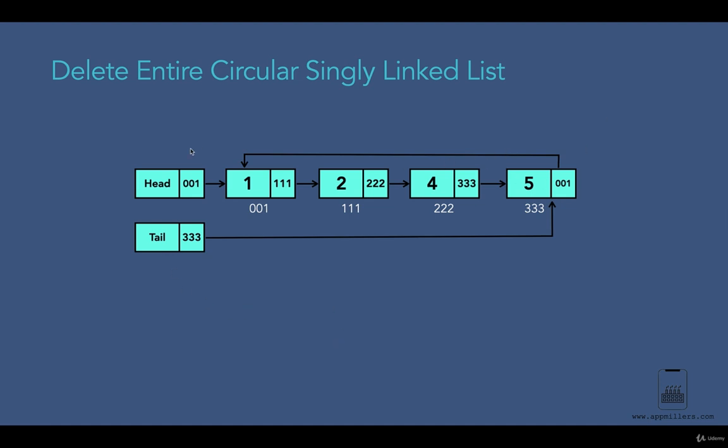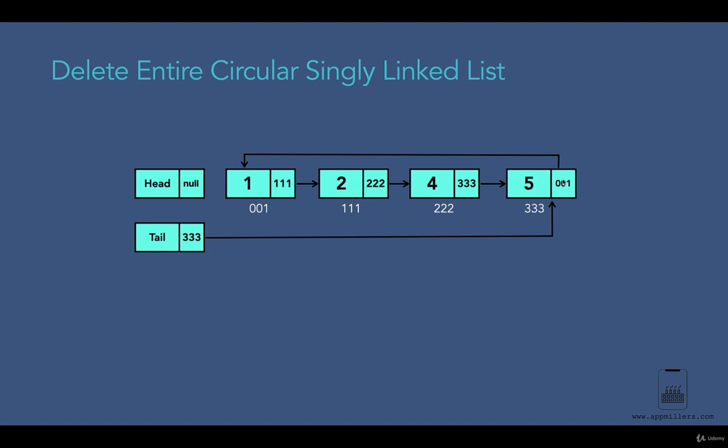So here the first step is we are going to set head reference to null. Now if I set head reference to null, the link between head and first node gets destroyed. Now in case of single linked list, after setting head to null, the first node gets destroyed because there is no link to this first node over here. But in case of circle single linked list, this is different because in this case we have a reference to the first node over here.